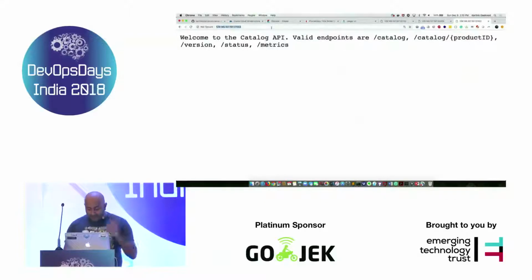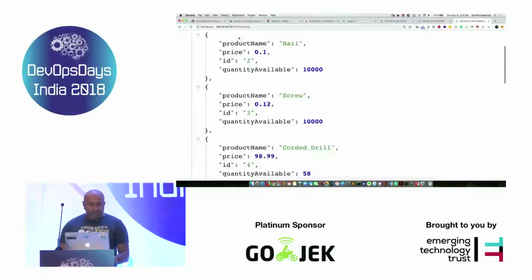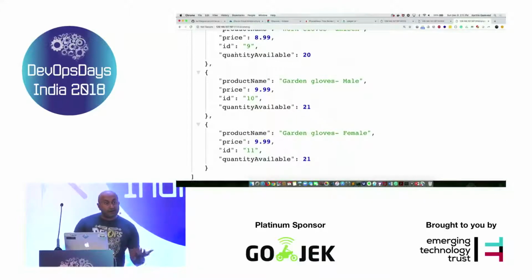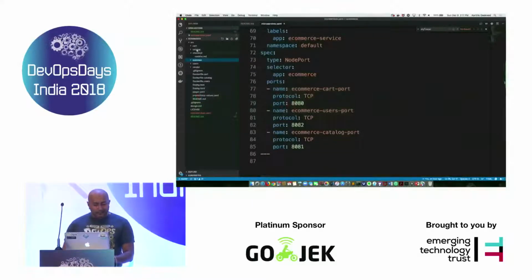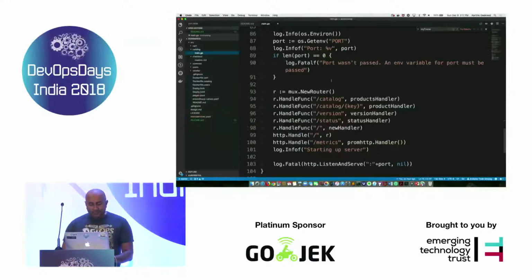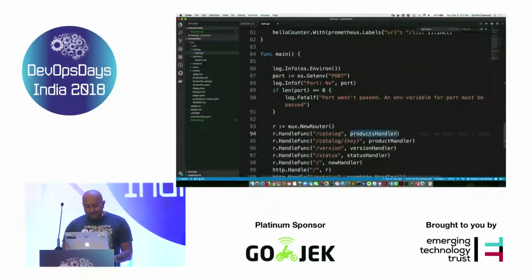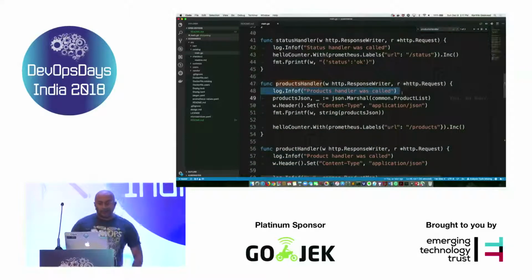So let's go and hit the catalog and see what we get from there. So this is just returning some random data, right? And so what we really are interested in is behind the scenes. If you look at the code for catalog, this is main code. Catalog is a product handler. So if you search for that, we have some logs that are being printed out.